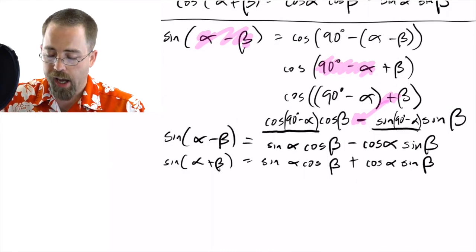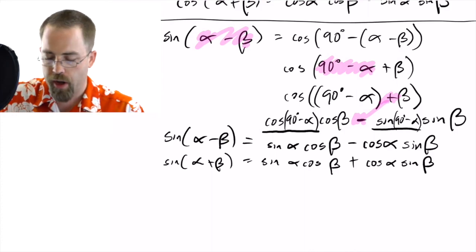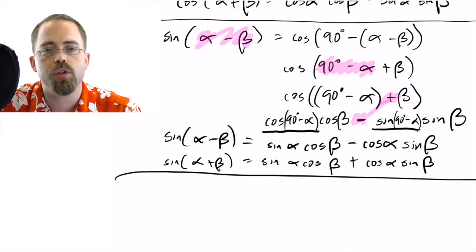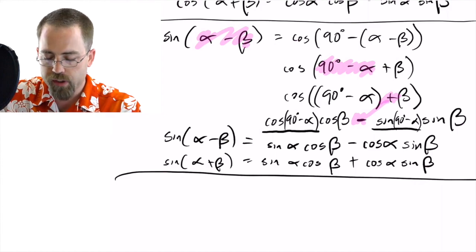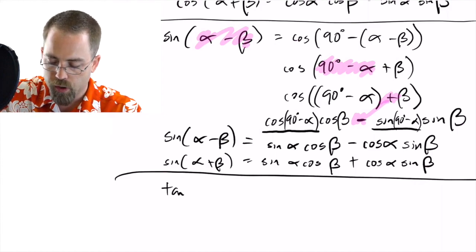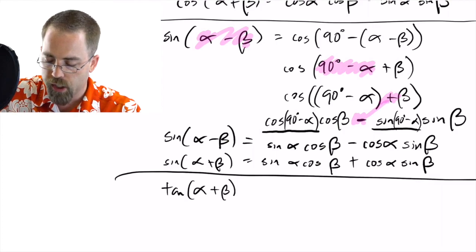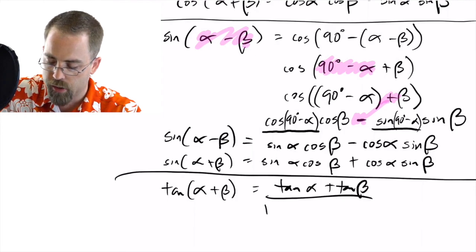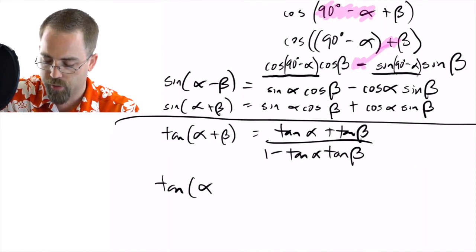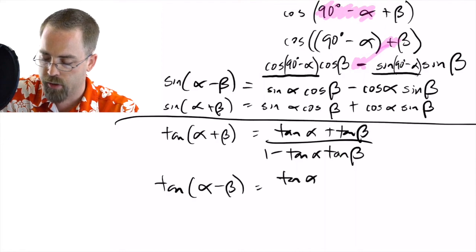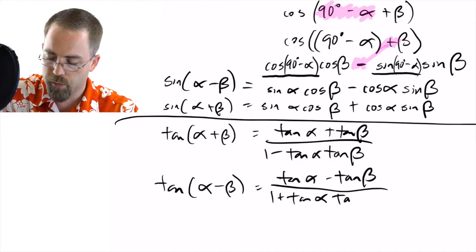Lastly, if we were to stack sine on top of cosine and do a whole bunch of algebra that I will totally spare you, you don't need to do all of that. You remember the definition of tangent is sine divided by cosine. So if we stacked all these together, for the tangent sum of angles, we would get tan A plus tan B over 1 minus tan A times tan B. And if we did it with a negative, we would get the opposite in a few cases. We would get tangent alpha minus tangent beta over 1 plus tan alpha times tan beta.